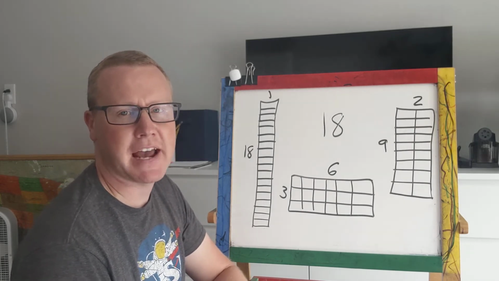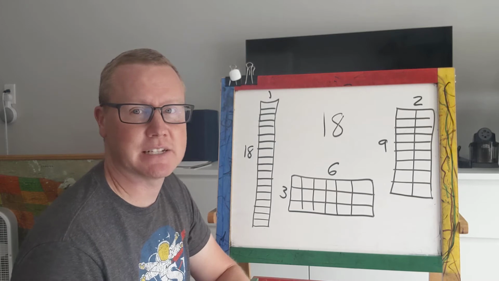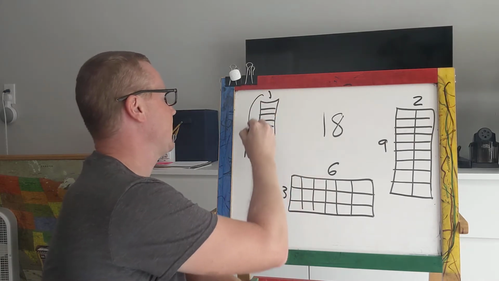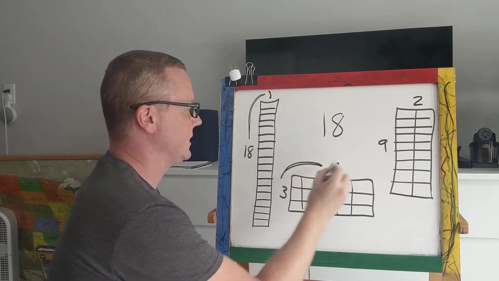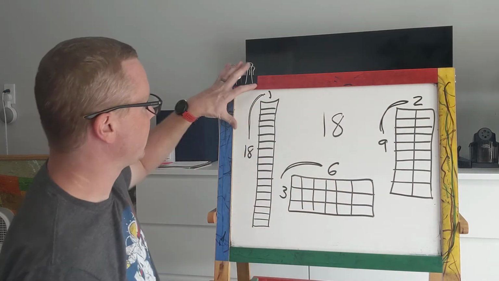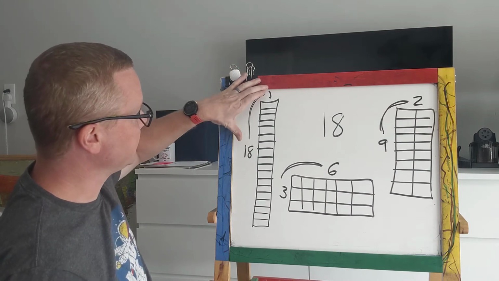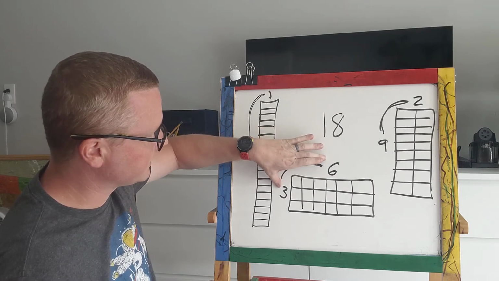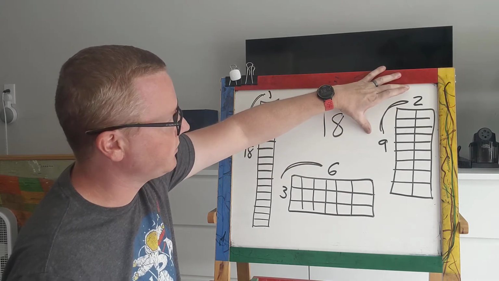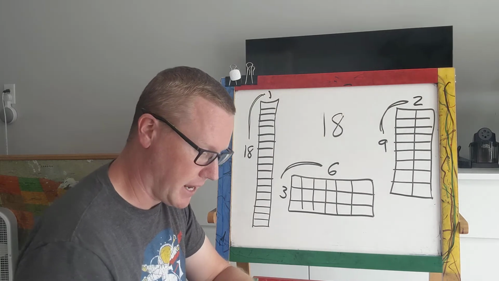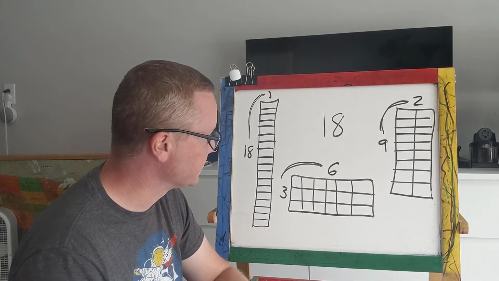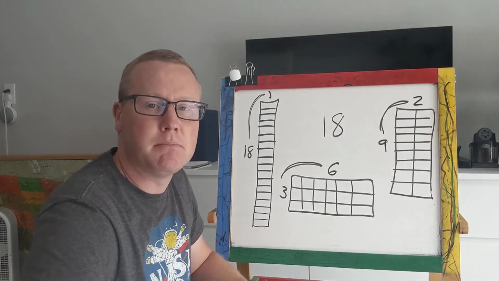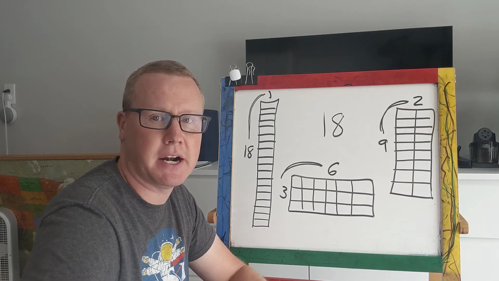Where would I find my factor pairs? Some of you might have said factor. Where are my factor pairs? Yes, my factor pairs are linked on the same array. So my factor pairs are 18 and 1, or 1 and 18, 3 and 6, or 6 and 3, and 2 and 9, or 9 and 2. Those are my factor pairs.